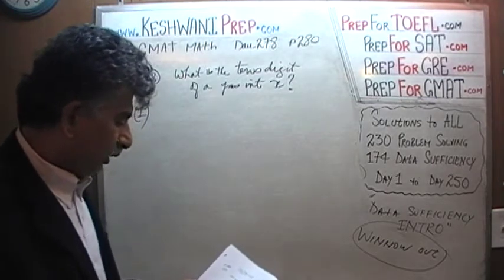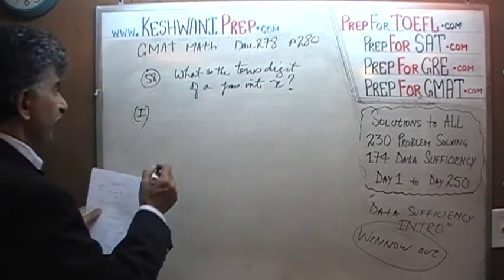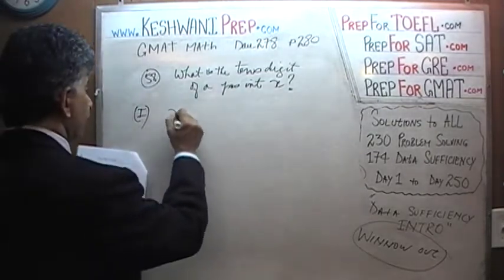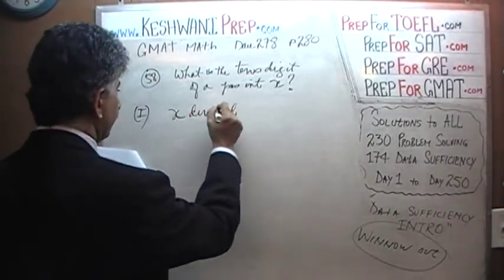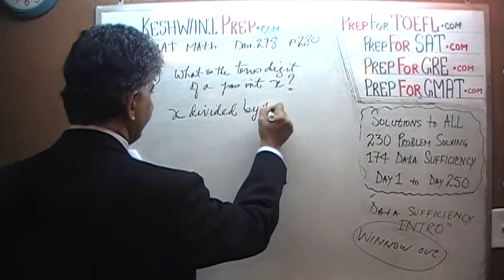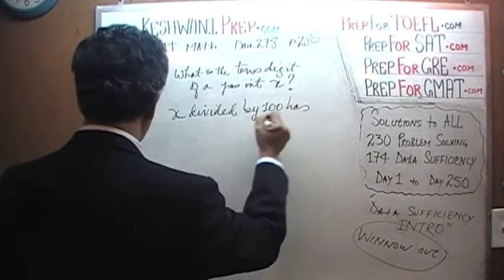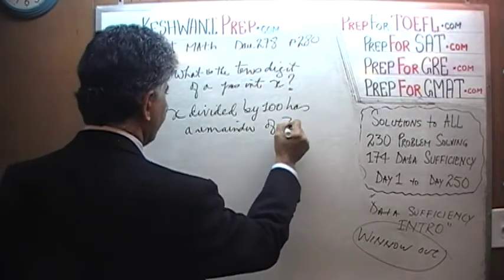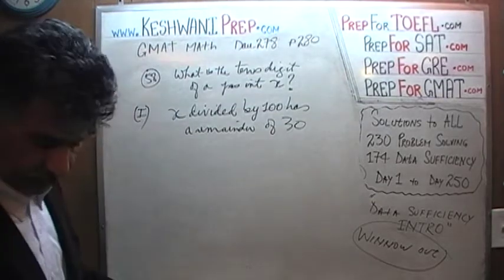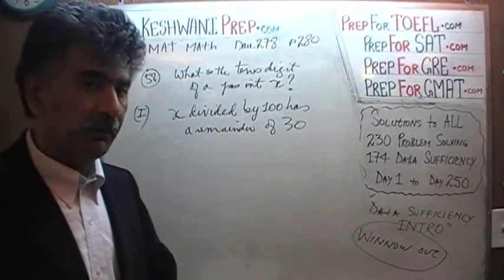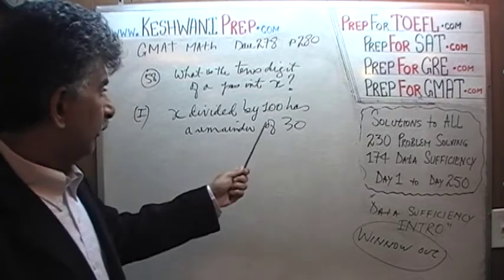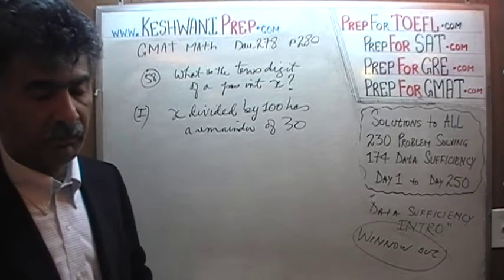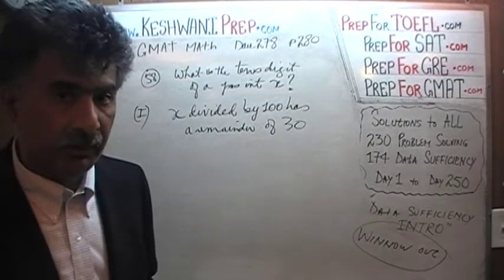What is the 10th digit of a positive integer? The first statement tells us, and that's all they're asking us, what they're looking for, a 10th digit of a positive integer. The first statement tells us that x divided by 100 has a remainder of 30. Well, let's look at different scenarios where we'll make up a number for x, we'll divide it by 100 and see what happens. What the number happens to be, such that we have a remainder of 30.